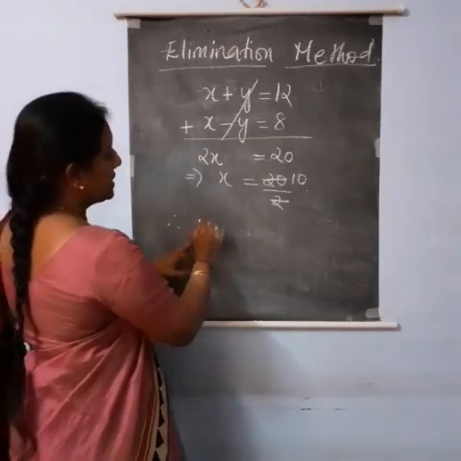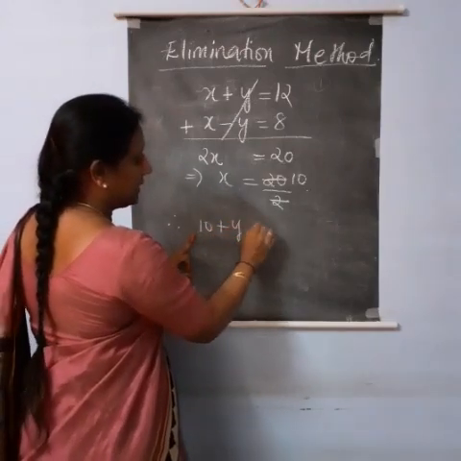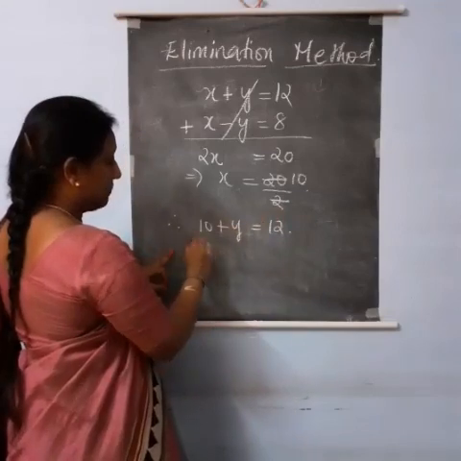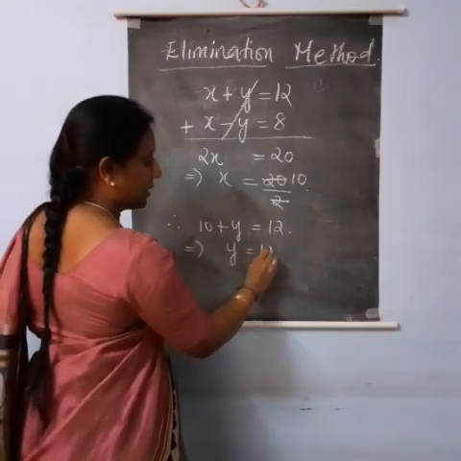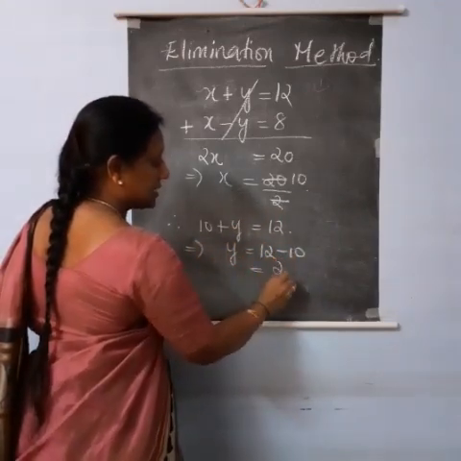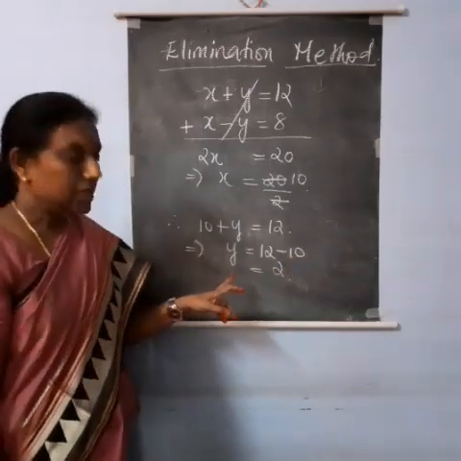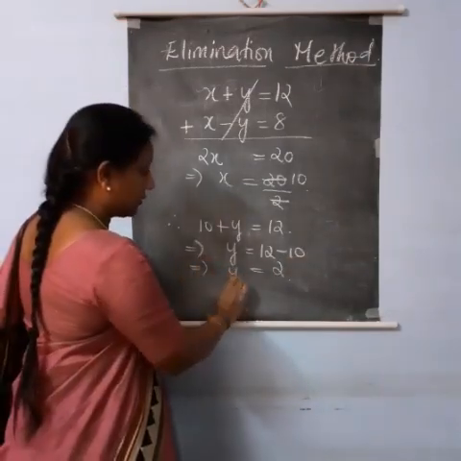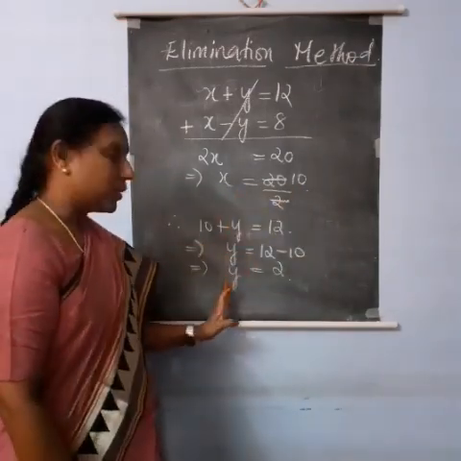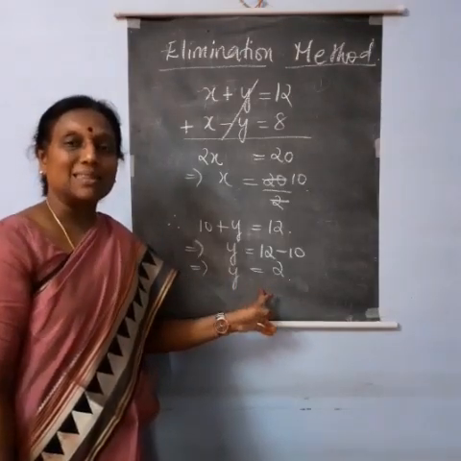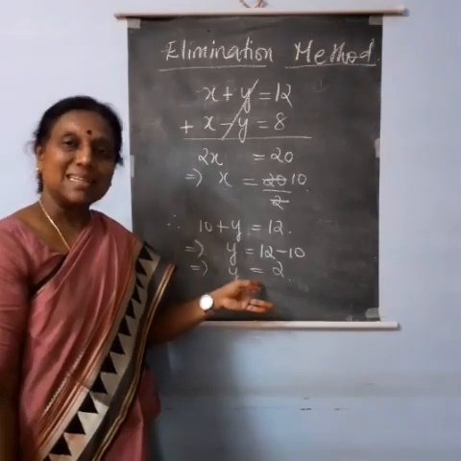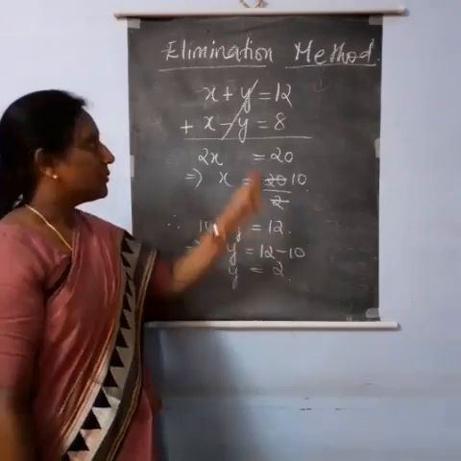Therefore, it becomes 10 plus y equal to 12. That implies y is equal to 12 minus 10, y is equal to 2. So we have got the value of x as 10 and y as 2 by the method of elimination. Isn't it easy? This thing, what did I do?